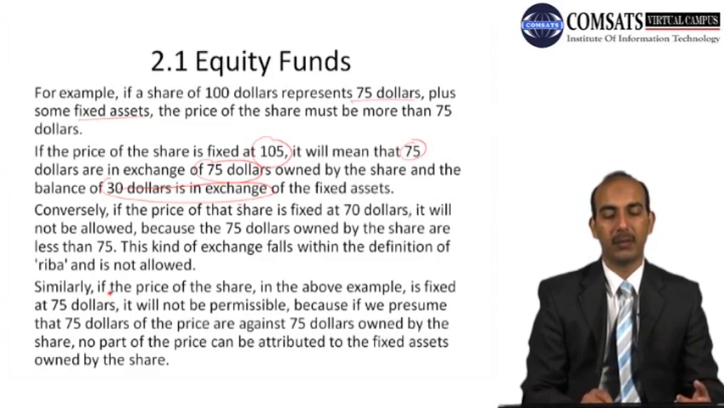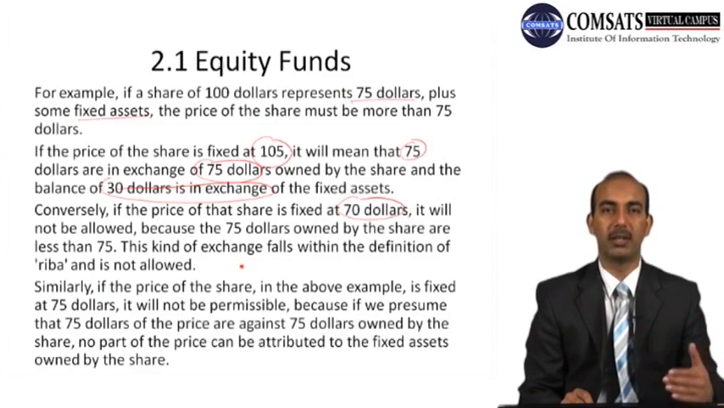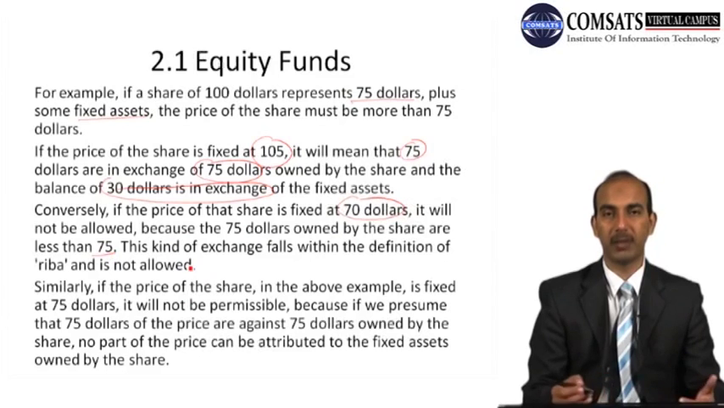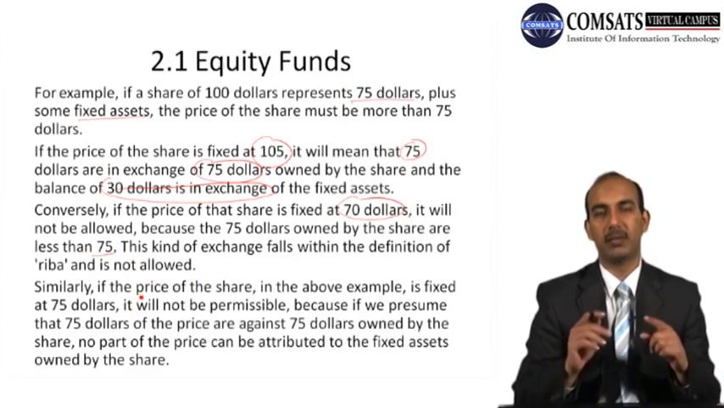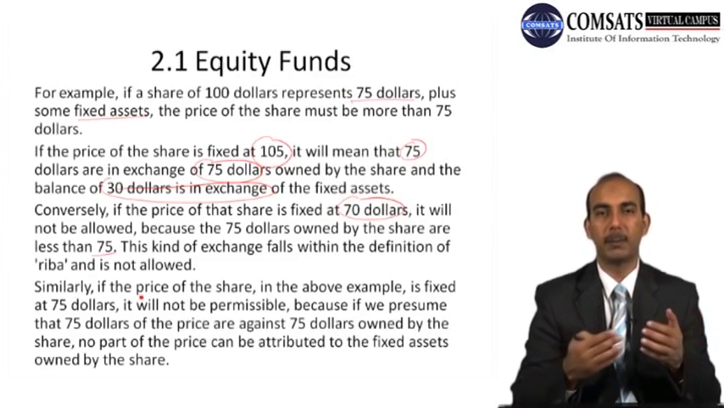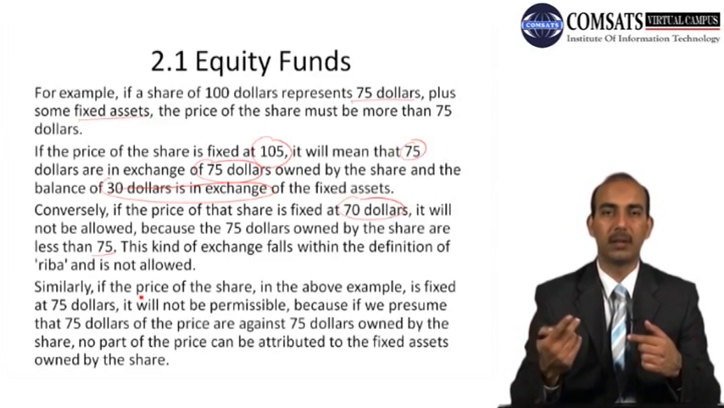And conversely, if the price of that share is fixed at $70, it means it is not even considering the liquid part only, that is $75. So it will not be allowed, because the $70 owned by the share are less than the $75, or the 75% of liquid assets. So this kind of exchange falls within the definition of riba and it is not allowed. So riba is there when you exchange liquid assets or assets of the same denomination in different proportions or in different quantities. For example, exchanging 100 rupees for 105 rupees. So those 5 rupees are riba.